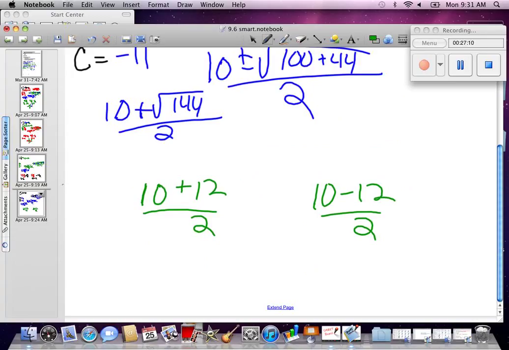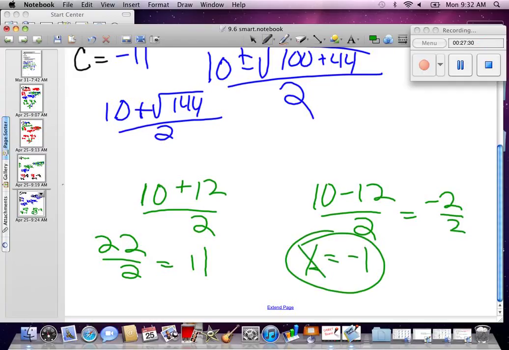So 10 plus 12 is 22 over 2, giving us what? 11. And then 10 minus 12 is negative 2 over 2, giving us x equals negative 1. All right. So our roots or our solutions are zeros. They would cross that x-axis at negative 1 and 11. It's going to be a huge parabola.